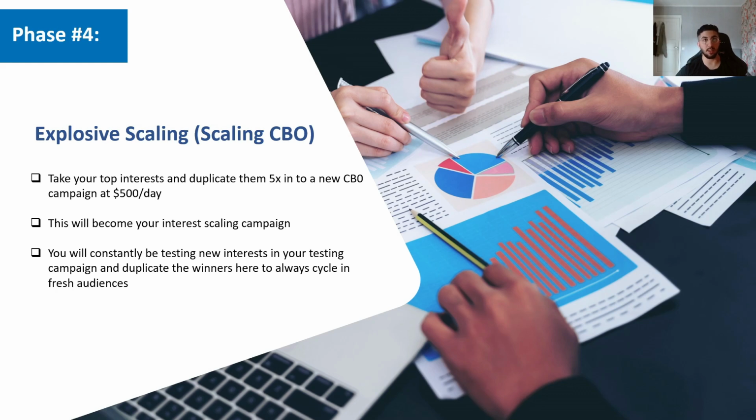Manual placement, both devices only, exclude Messenger, and just, guys, let it rip, because you're going to scale and it's going to work for you, and this audience has worked for you before. So $500 a day is not a risk in any form. This will become your interest scaling campaign. You will consistently be testing new interests in your testing campaigns and duplicate the winners here to always cycle in fresh audiences.